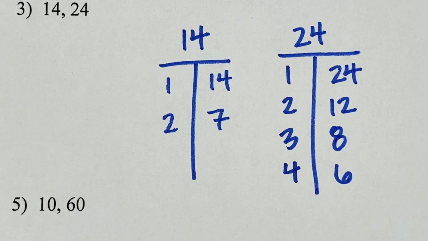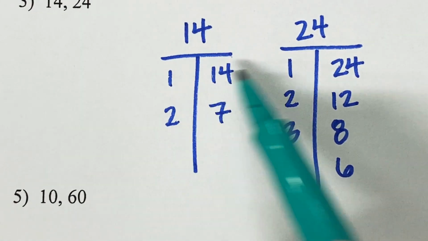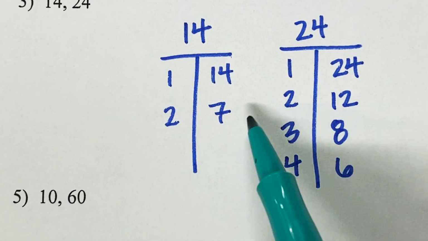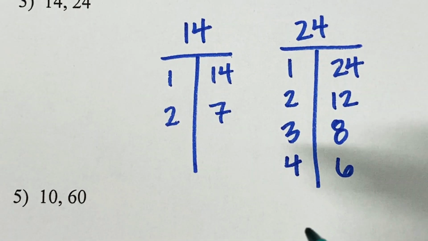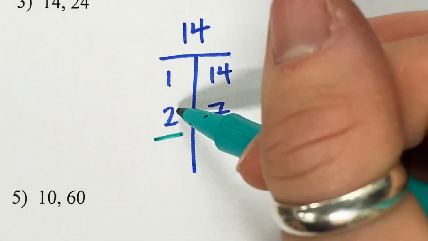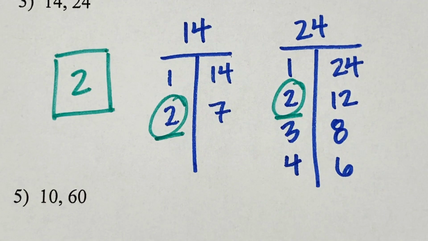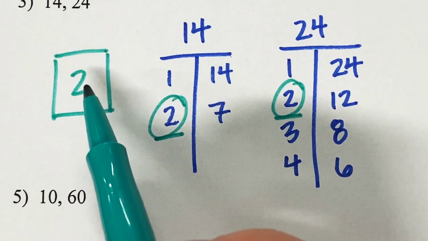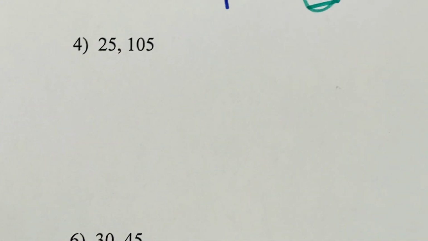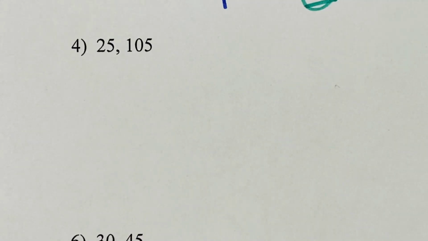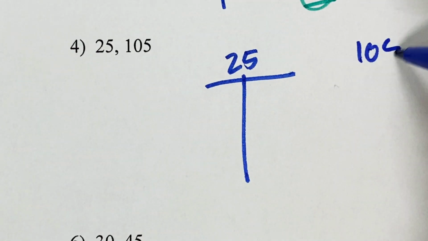Now look at both factor lists and decide what is the biggest number they both share. I have 1 that's on both of them, 2 that's on both of them. 3, no. 4, no. 6, no. So it looks like the biggest one that they both share is 2. So the greatest common factor of 14 and 24 is 2. Let's do it again. Let's do factor lists for 25 and 105.